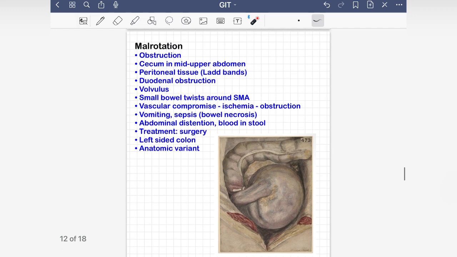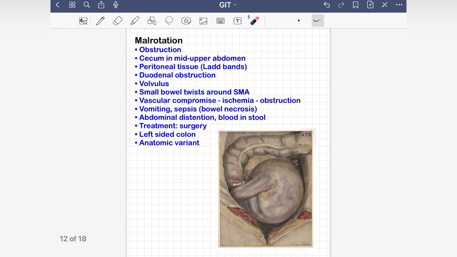This leads to vascular compromise in ischemia and ultimately leads to bowel obstruction. Babies who develop this problem develop vomiting and sepsis from bowel necrosis. They develop abdominal distension and blood can be found in stool, and the treatment is urgent surgery. And then finally, malrotation can also lead to what's known as the left-sided colon, which is an anatomic variant.